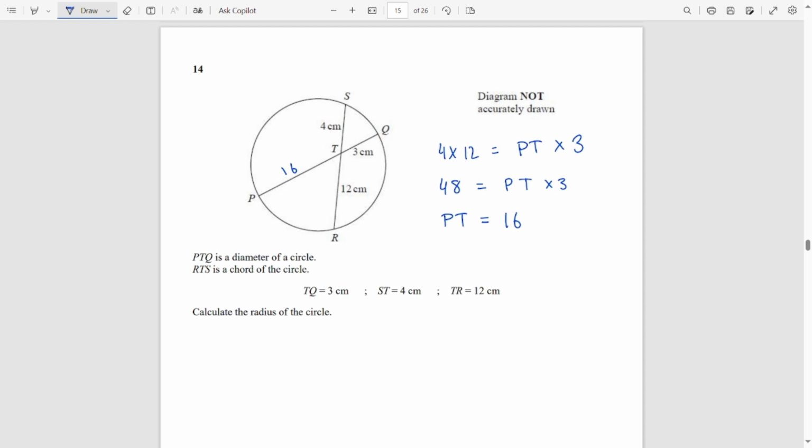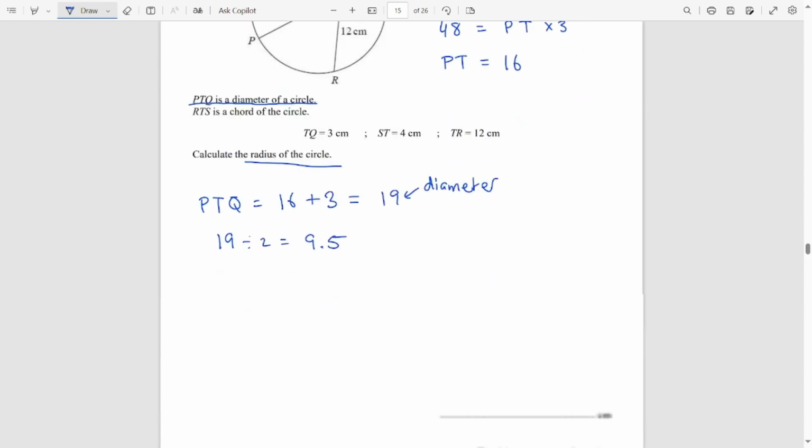Okay, now that wasn't actually what the problem asked. I think the problem asked for the radius of the circle. So PT is not necessarily the radius. But if I look back in the information, it tells me PTQ is the diameter. PTQ is equal to 16 plus 3, full length along, so that's 19. This here is the diameter. And so to work out the radius, I'm just going to divide that by 2. 19 divided by 2, which is 9.5. Or if you've written that as a fraction, that's also going to be fine.